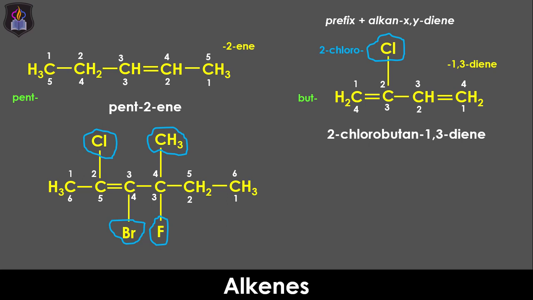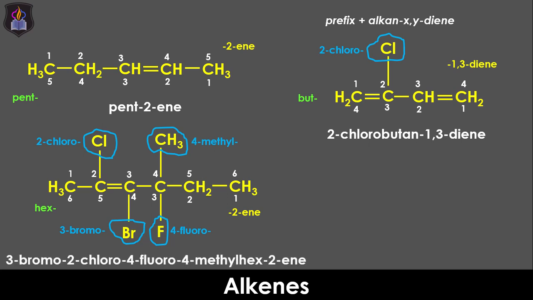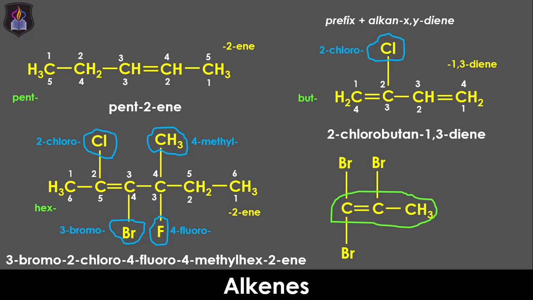and that is 2. So the suffix of the compound is 2-ene, and its root is hex. The 4 substituents form the prefix 2-chloro, 3-bromo, 4-fluoro, 4-methyl, based on their positions on the chain. However, since the naming must follow the alphabetical order, then the correct name of the compound is 3-bromo, 2-chloro, 4-fluoro, 4-methyl, hex 2-ene. The last compound in this set contains 3 carbon atoms and 3 bromine atoms.